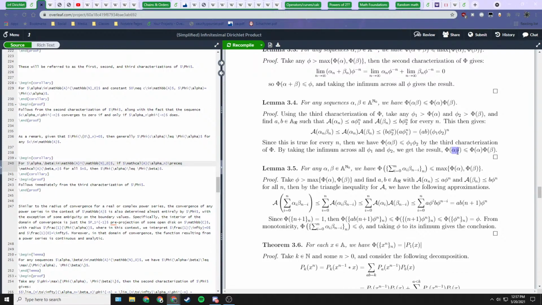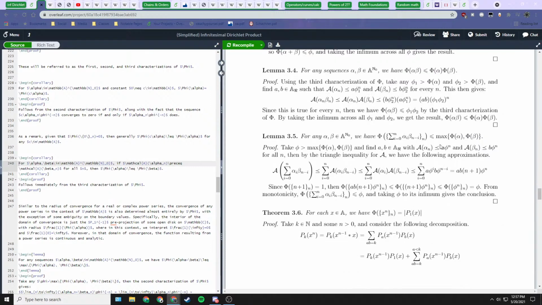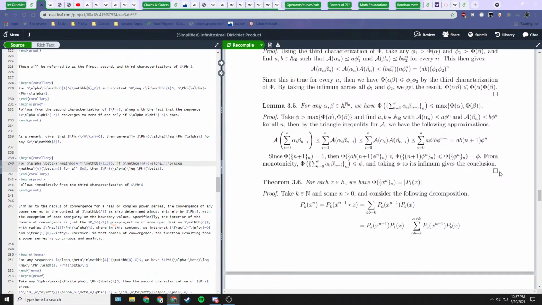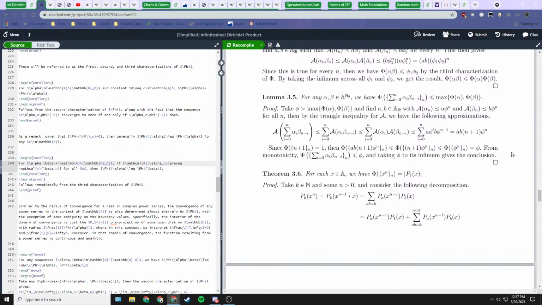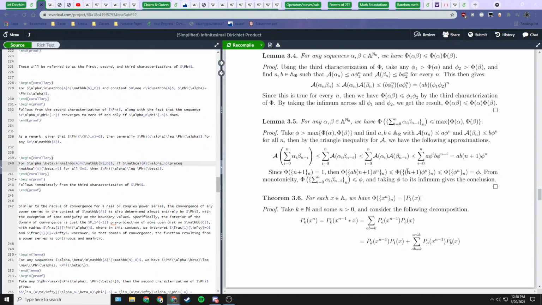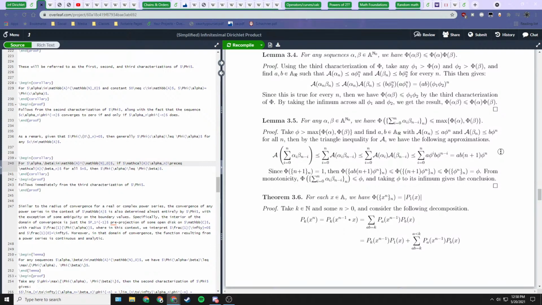So the phi of the product alpha beta is bounded by the product of the phi values. So that's the sub-multiplicativity property of the capital Phi function. The next lemma, which is the last lemma before Theorem 3.6, is this rising falling sum thing. And this one's a lot shorter than it used to be, because it turns out to be really quick.